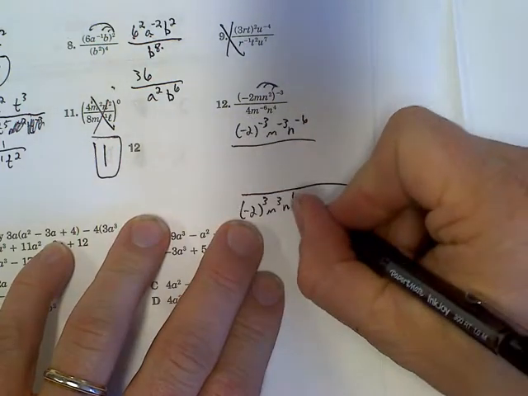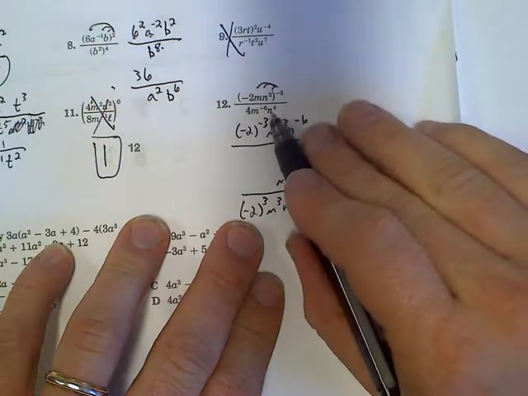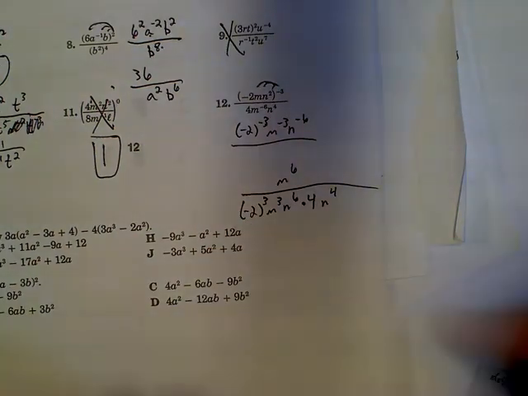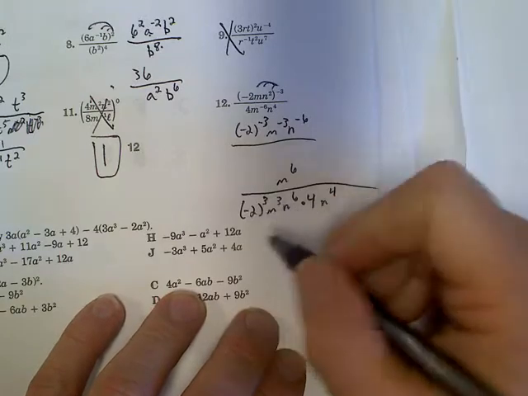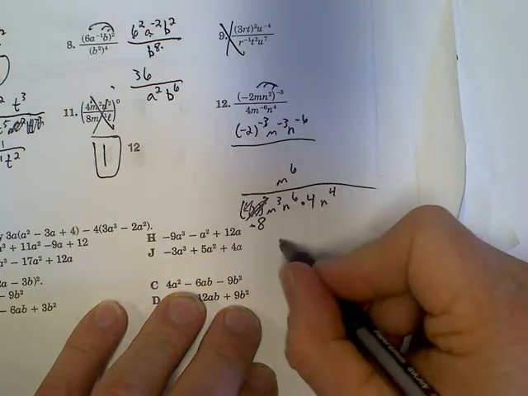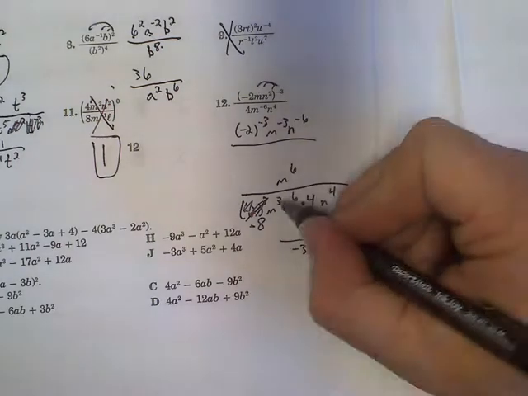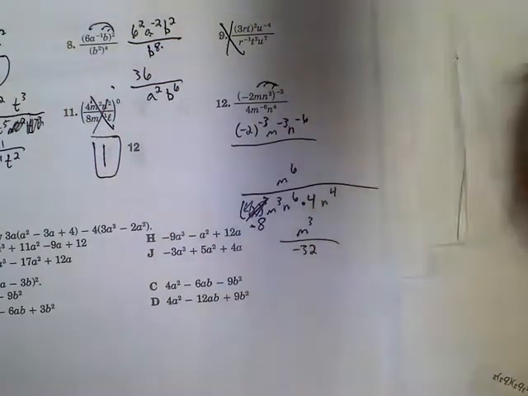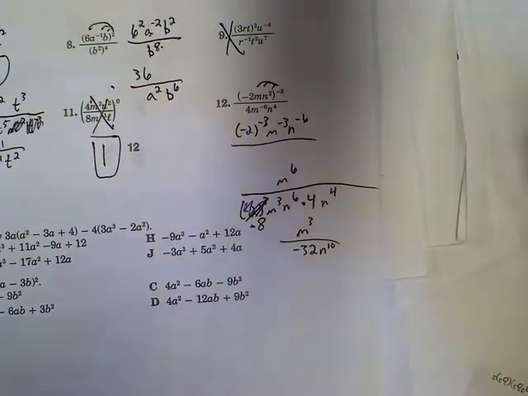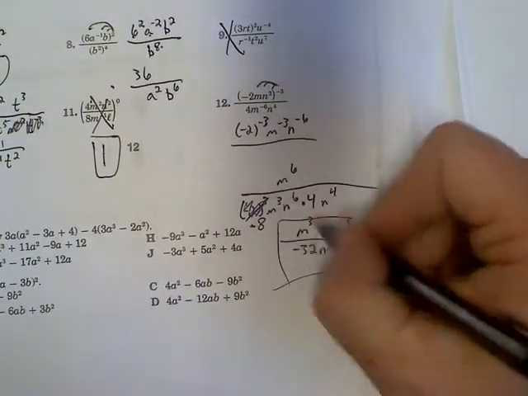The 4 stays on bottom. The m to the negative 6 goes on top. And the n to the 4 stays on bottom. Negative 2 to the 3rd would be negative 8. So this turns into negative 8. Negative 8 times 4 gives me negative 32. 6 minus 3 gives me 3 on top. 6 plus 4 gives me 10, so n to the 10 on bottom. So that's my final answer.